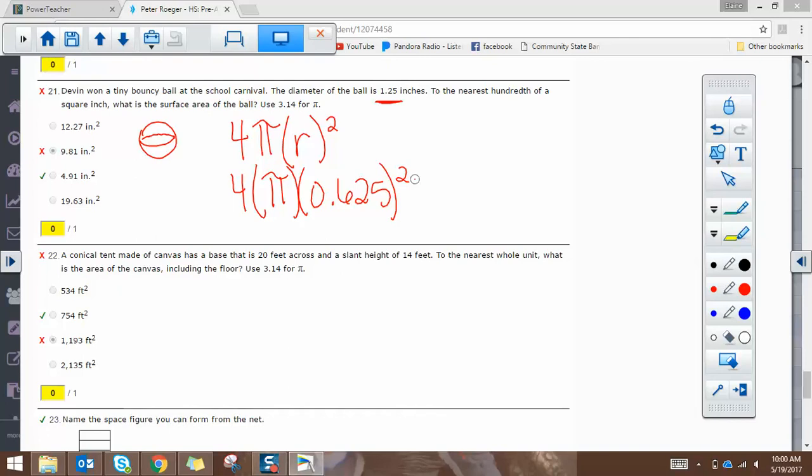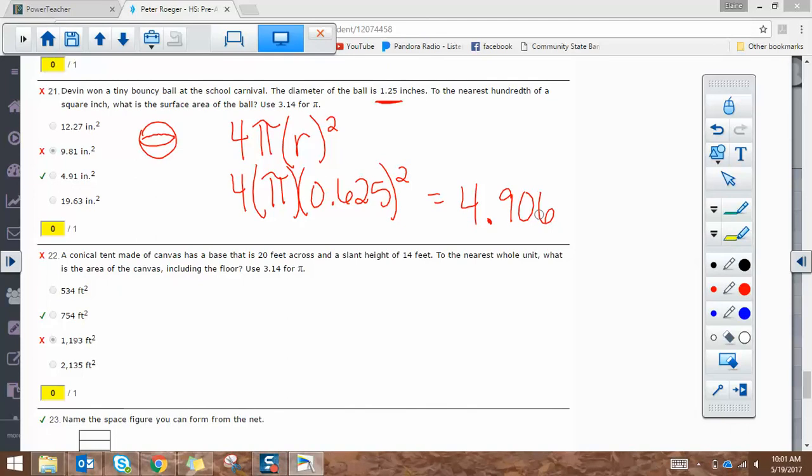So 4 times pi times 0.625 times 0.625. That's 4.906, which rounds to 4.91 inches squared.